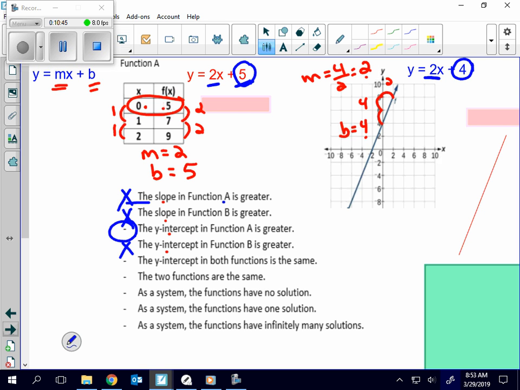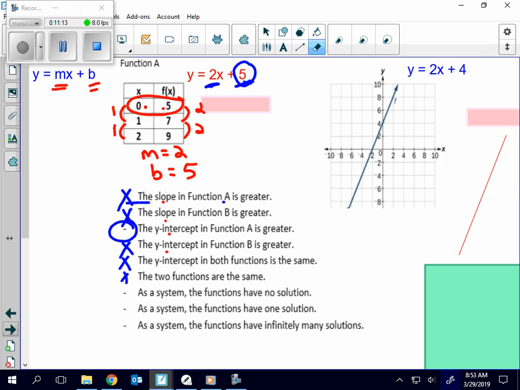Is the y-intercept for both functions the same? No, it's not. The two functions are the same? No, they're not the same because M and B would have to match up for both of them, and they don't. The system has no solution. Well, did you notice they are with the same slope and different y-intercepts? What we really have are parallel lines, and that is something you could memorize.